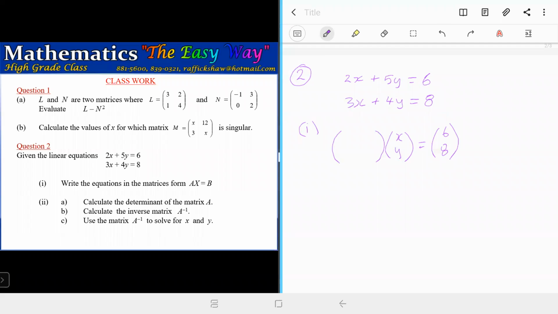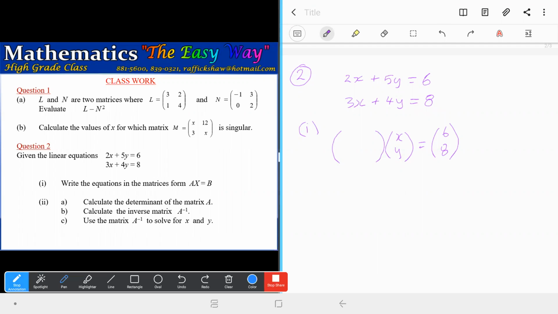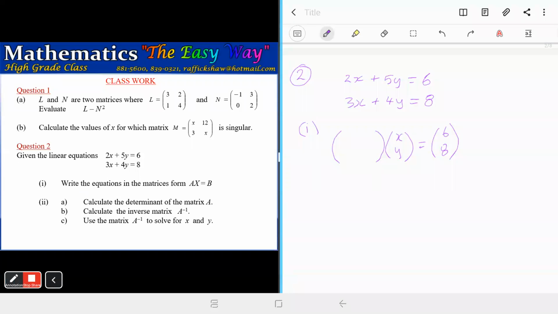All right, and the question said write, so it means that you don't calculate anything, just write it down. And you're going to fill in this now. When you fill that in from the coefficients up here, it's 2, 5, the coefficients of the x and y up there, 2, 5, 3, 4. This one is easy because all the values were positive, so there's no negative to consider. And basically that is the equation for part 1.